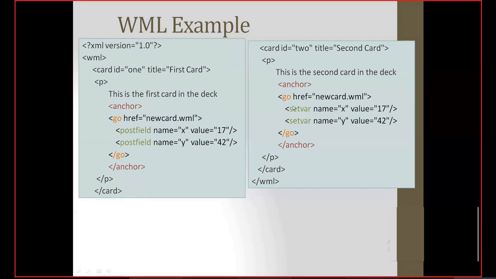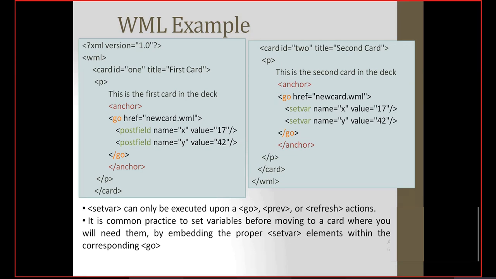But the difference is that we are actually sending the parameters along with the URL in case of the first method, that is the postfield method. But in case of setvar, we are setting the variables which are to be used on the target WML page. Okay. So we can understand that if certain data is required on the next page, we are going to set those variables in the current page for that page. So that is the difference between postfield and set variable. Understood?